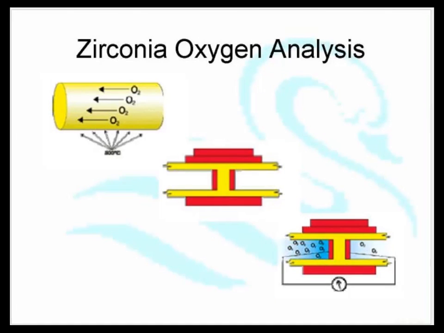So it's just another picture of how the zirconium oxygen analyzer works. We have pure oxygen on one side, we have the flue gases on the other side, and we measure the voltage across the zirconium cell.